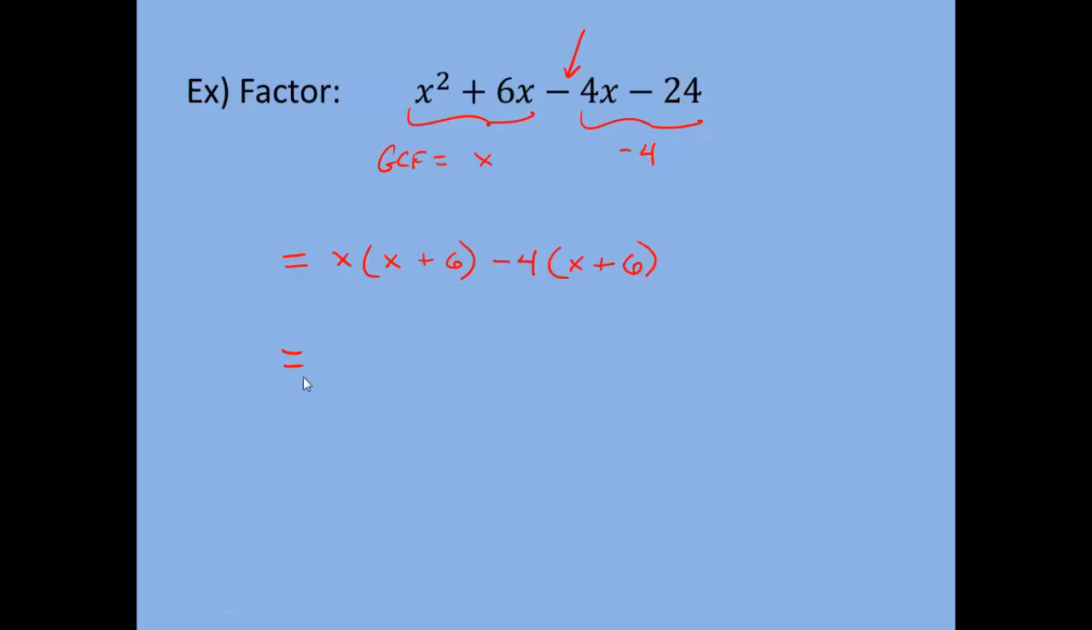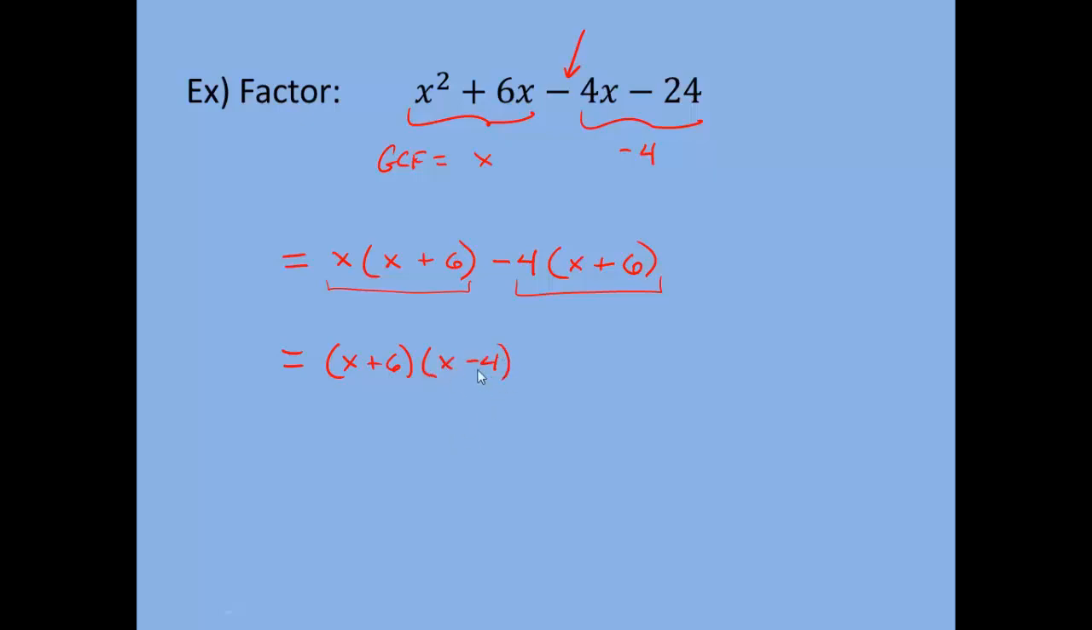Once you're here, now you want to see what both terms have in common. Remember, this is all one term now, and this is all one term. And they have an x plus 6 in common, so that's our GCF that comes out front. So we're bringing x plus 6 out to the front because that's what they have in common. Then my second set of parentheses, whatever was left over, x minus 4.